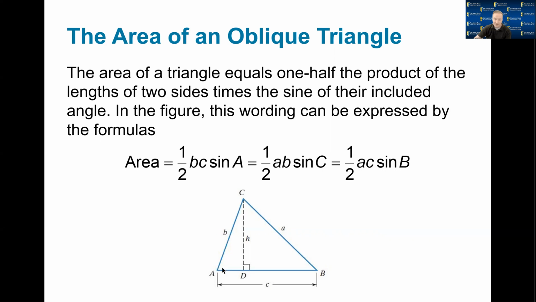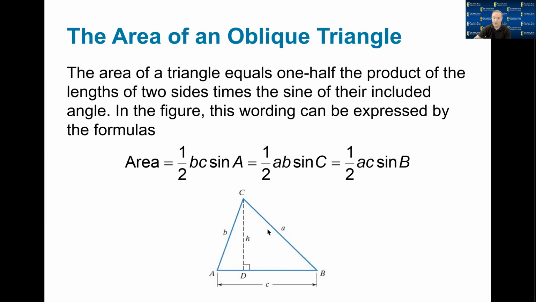So if you know the sides B and C, you only need to know the angle between those sides to find the area of the triangle. So it's 1/2 BC sine A. Or what if you know sides A and B, sides A here and B here? Well, then your area of the triangle would be 1/2 AB times the sine of the angle between them.